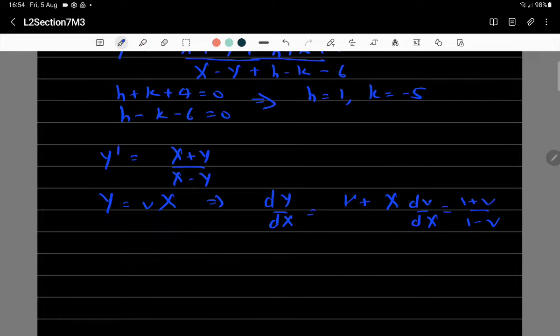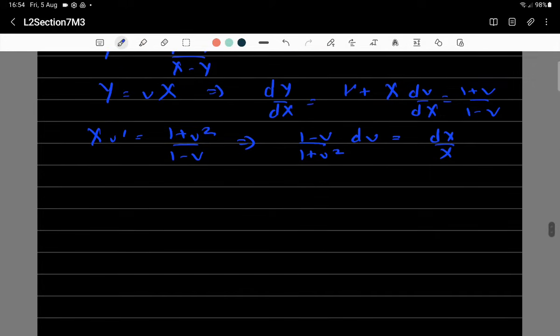Yes, now solving it further, we have already solved this kind of equation. We will take v on that side, so x v dash becomes (1 plus v square) by (1 minus v), or you can say variable separable: (1 minus v) by (1 plus v square) dv is equal to dx by x. Again you can separate both the terms which are on the left hand side and solve it further. So if you do it, then this becomes 1 by (1 plus v square) dv minus v by (1 plus v square) dv is equal to dx by x.